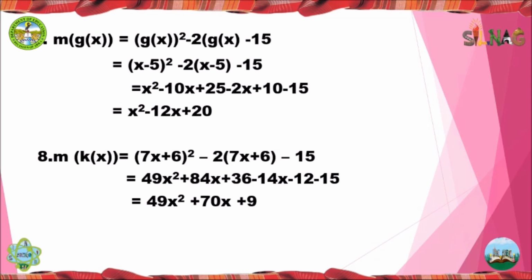Then we apply distributive property. Negative 2 times 7x is negative 14x. Negative 2 times 6 is negative 12 minus 15. Then we combine similar terms. So we have 49x squared. 84x minus 14x is 70x. 36 minus 12 minus 15 is positive 9. So the value of m of k of x is equal to 49x squared plus 70x plus 9.